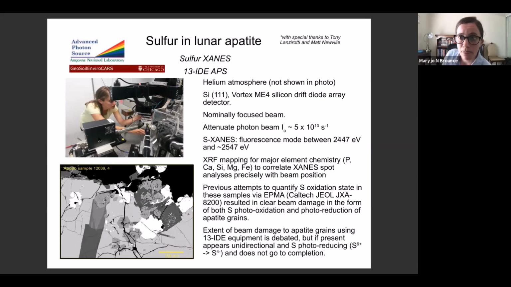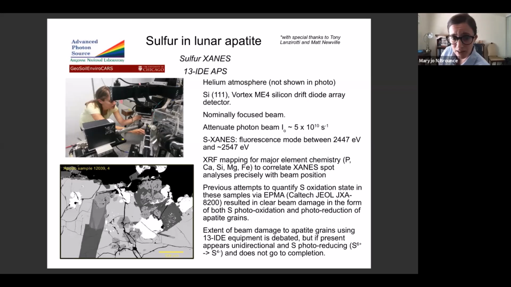And my co-author, Jeremy Boyce, had originally tried to do this using a conventional microprobe at Caltech, and he had results suggesting that there was all of this oxidized sulfur in these lunar rocks. He was really excited about it, but as I'll show you with the XANES measurements, it became really clear that that was potentially beam damage on the electron microprobe. And it seems to have moved the oxidation state in both a reducing and an oxidizing direction.